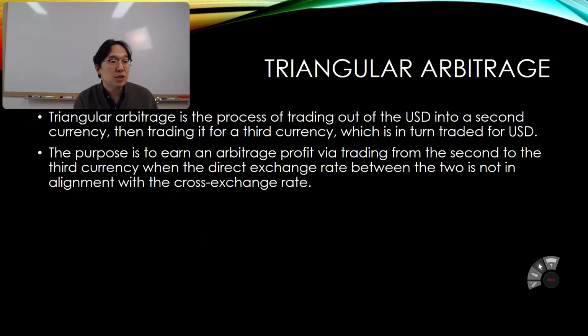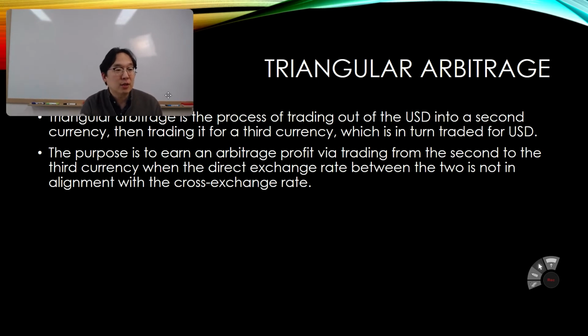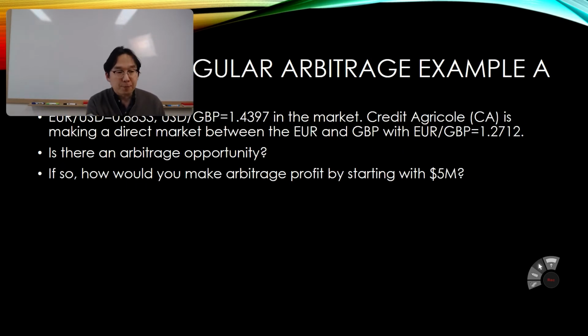Triangular arbitrage is the process of trading out of the US dollar into a second currency, then trading it for a third currency, which is in turn traded for US dollars. The purpose is to earn an arbitrage profit via trading from the second to the third currency when the direct exchange rate between the two is not in alignment with the cross exchange rate.